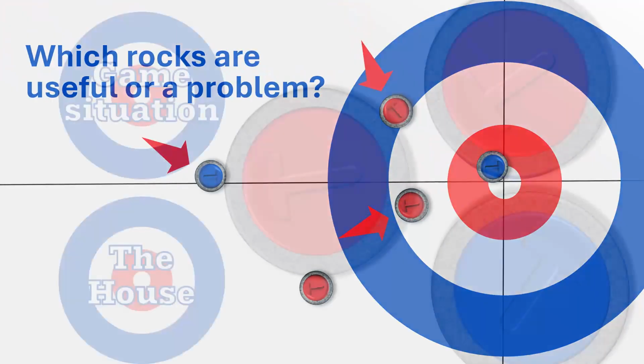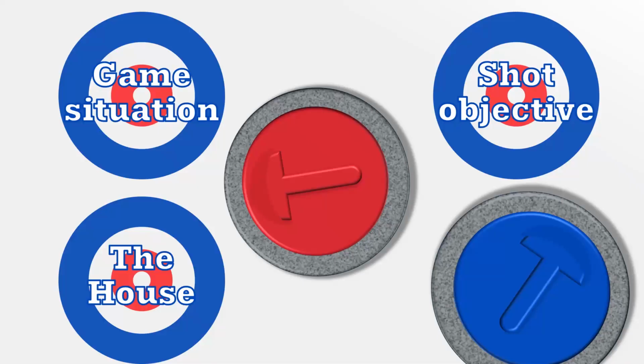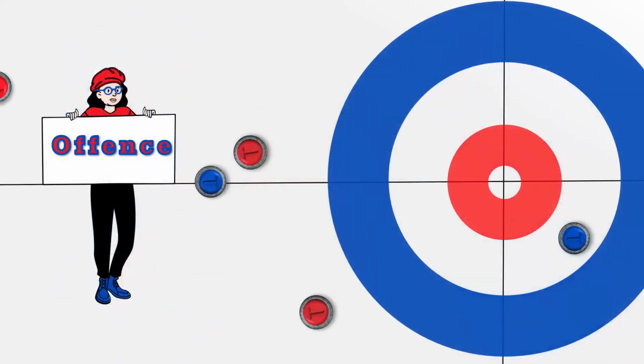Step 3. Shot objective. The third step in calling a curling shot is to ask yourself, what's the goal of this shot? Is the goal of this shot to try to score, offense, or defense, keep the competitor from scoring?